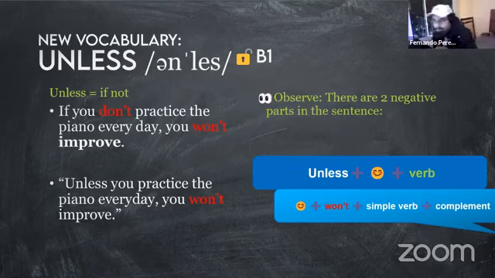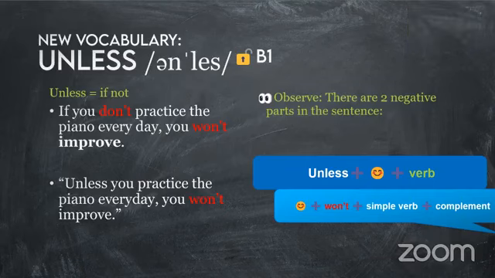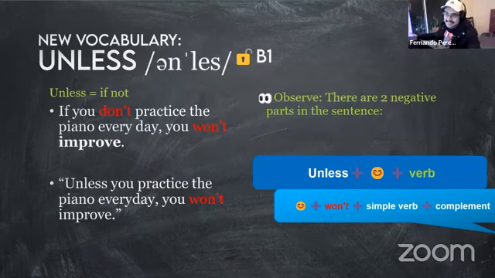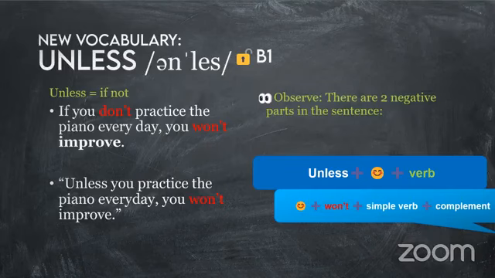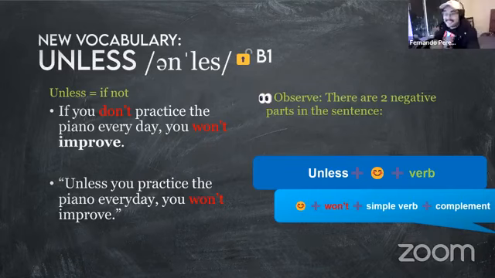Listen to this. When you are talking about conditionals in English, especially with unless, you need to consider that English is similar to mathematics. Positive plus positive equals positive. Negative plus positive equals negative. And negative plus negative equals positive. Okay? So check this out. Unless is negative. So the auxiliary in negative is not necessary.